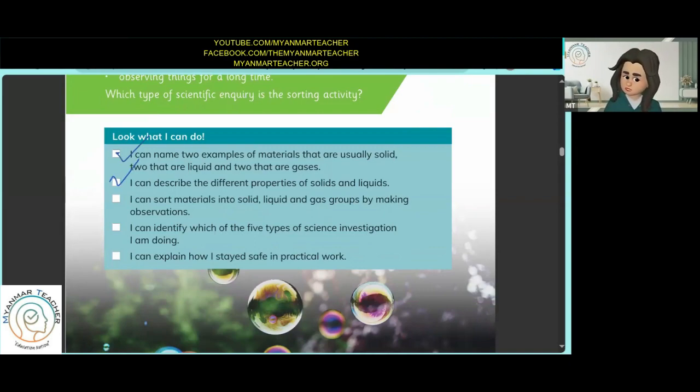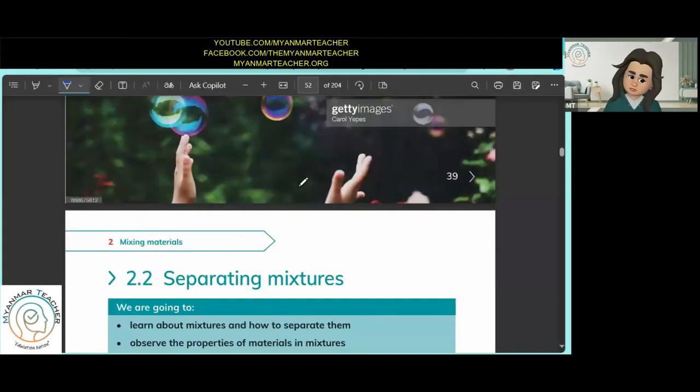I can sort materials into a solid, liquid, and gas group by making observations. Yes, I can identify which of the 5 types of scientific investigation. I can explain how states stay. Yes, like that. Okay, and we're done with that chapter.